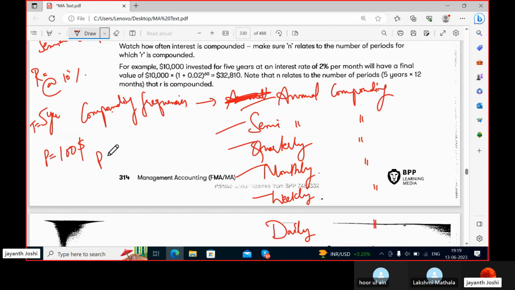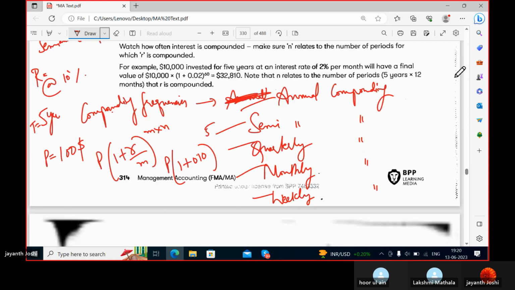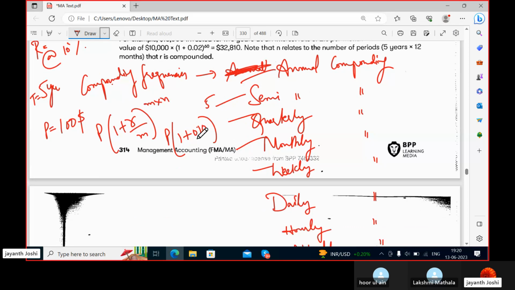So in this case, the formula changes to this: P into 1 plus R by M whole power M into N. What's the meaning of this? If it's annual compounding, P into 1 plus 0.10 whole power 5 would be the answer, correct? It's for 5 years. Since it is semi-annual compounding, the compounding is happening how many times, Hamsika? 5 times or 10 times? So then it will happen 10 times.